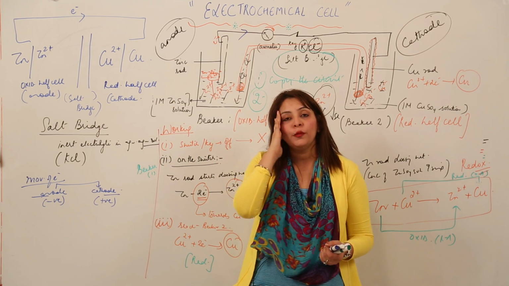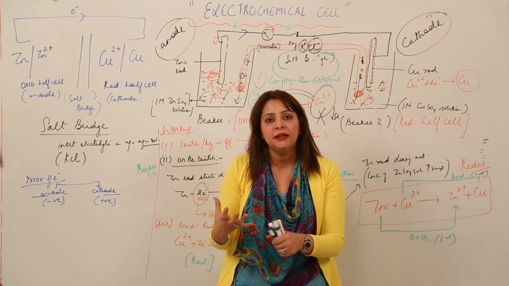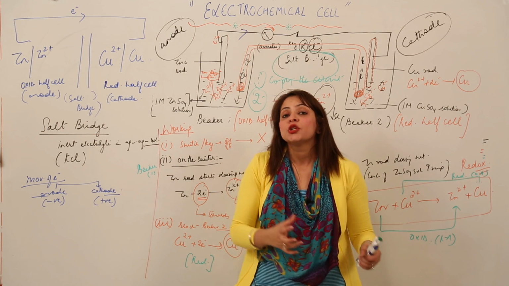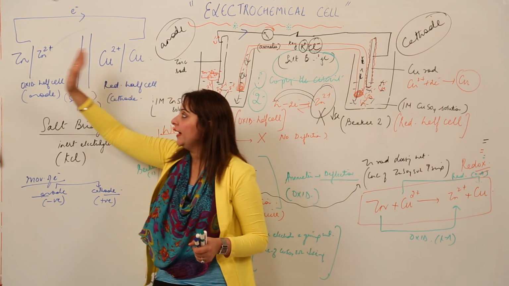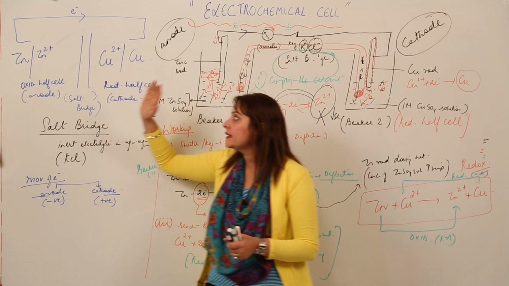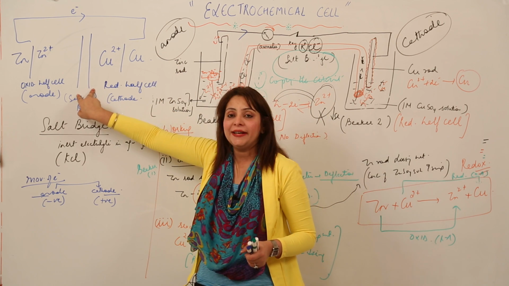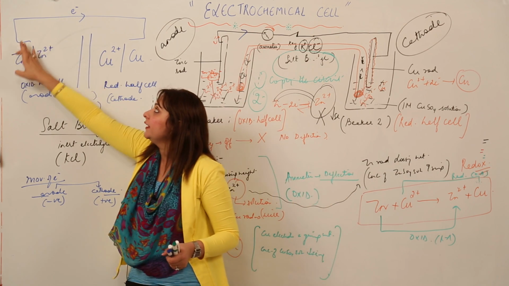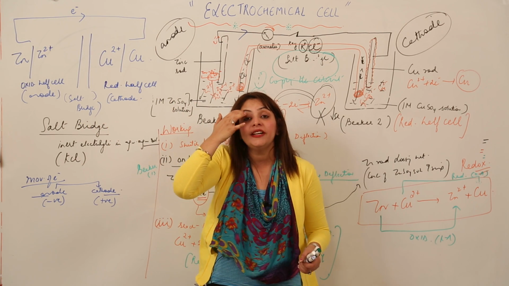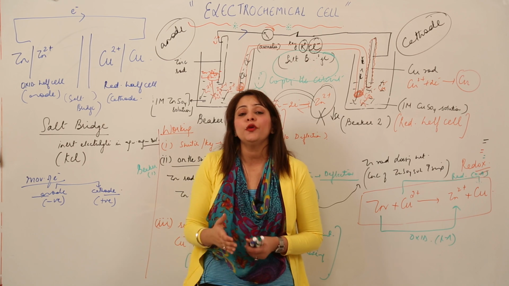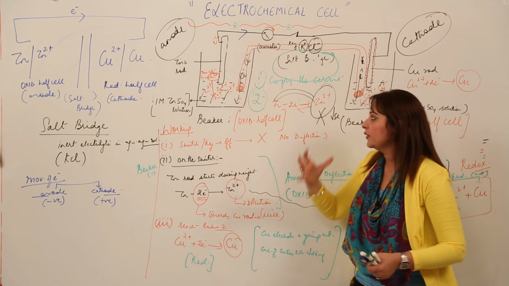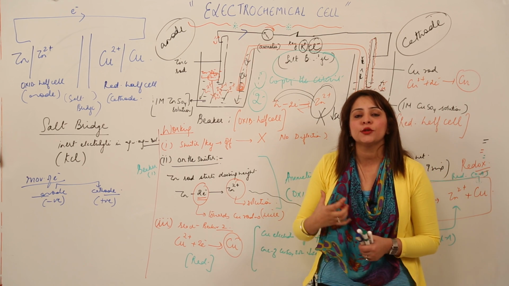If you are provided with any couple, that means any atoms undergoing oxidation and reduction, you write the oxidation one on this side and the reduction one on this side, separated by the two parallel lines which indicate the salt bridge, with an arrow indicating the direction of the flow of electrons. And do not forget to write the anode and the cathode. So this is how you are going to attempt the question on the electrochemical cell.